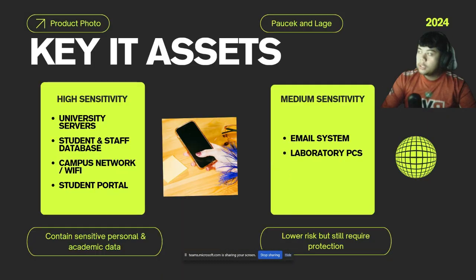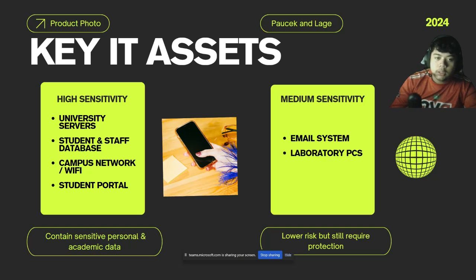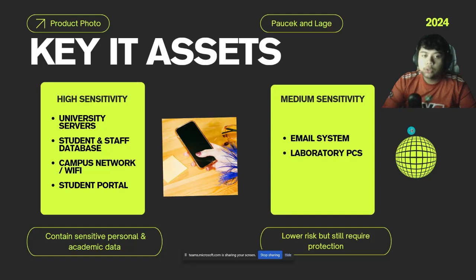So the key assets are divided into high and medium sensitivity. The high assets include servers, databases, network infrastructure, and student portal, as they may contain sensitive data. Medium sensitivity include email systems and laboratory PCs, which still require protection but pose a lower risk.